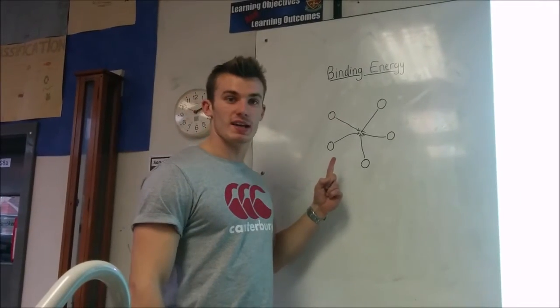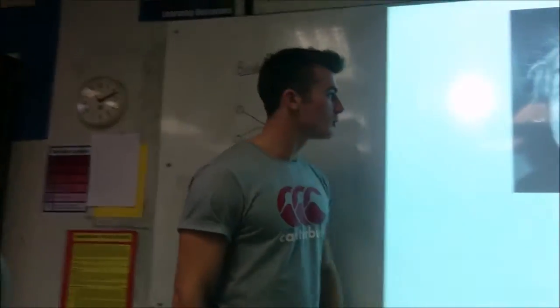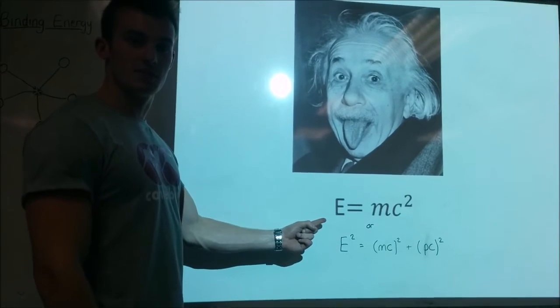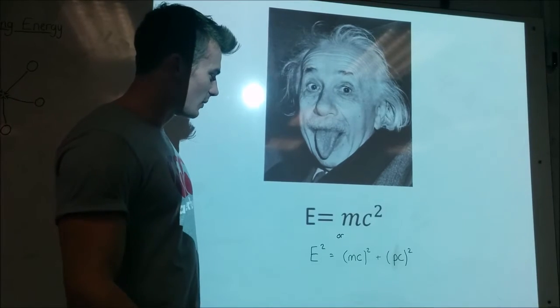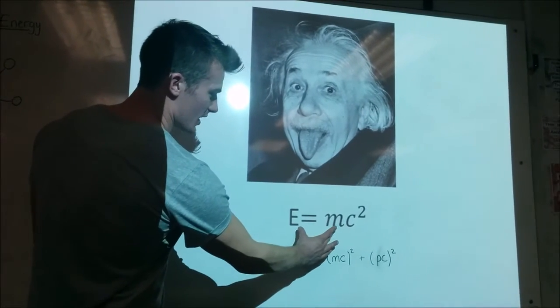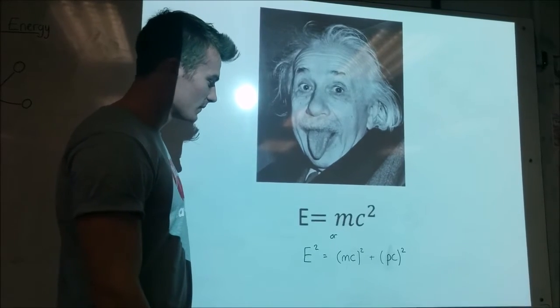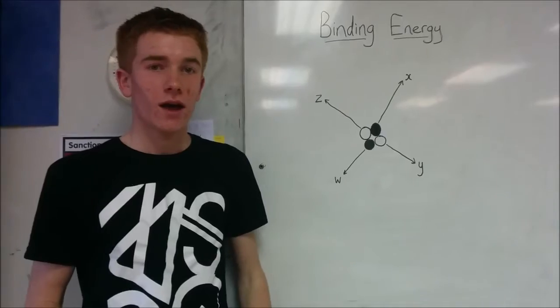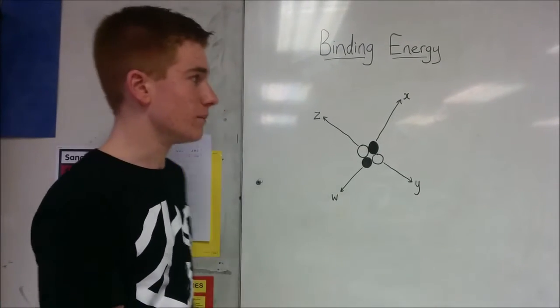Start with binding energy. To completely understand binding energy, we need to also understand Einstein's most famous equation, E equals mc squared. The actual logistics of the equation isn't important, but what we do need to understand is that energy and mass are really two forms of the same thing. So energy is mass. Okay, we'll now link E equals mc squared to binding energy.